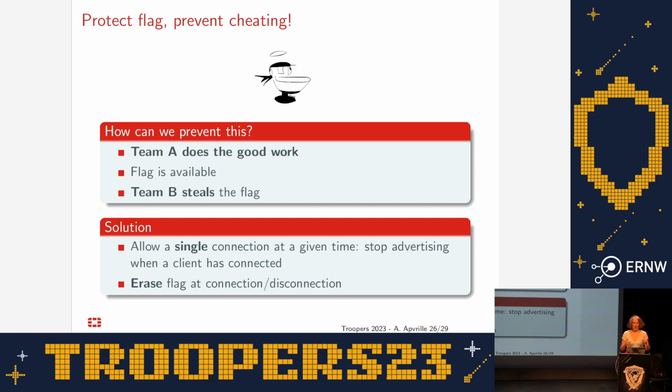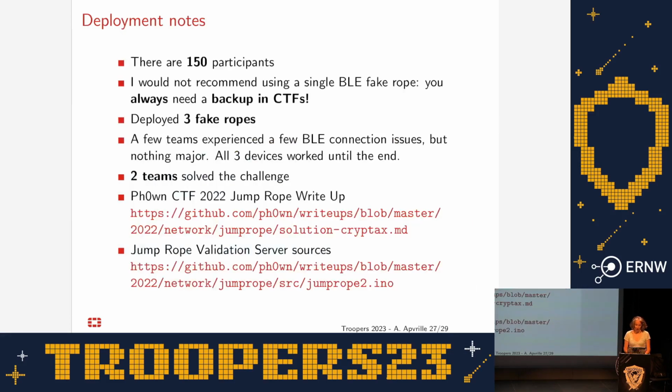The solution to that was actually to limit the number of connections on the jump rope. Only one person at a time can be connected, and then whenever they disconnect or reconnect, I just erase the flag to be sure that somebody cannot inherit the flag of another team. And that worked.